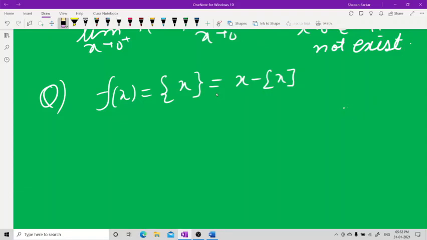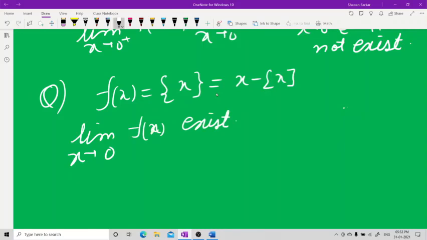Now I want to find whether at any point limit x tending to 0 of f(x) exists or not. Let us find out. Limit, RHL.